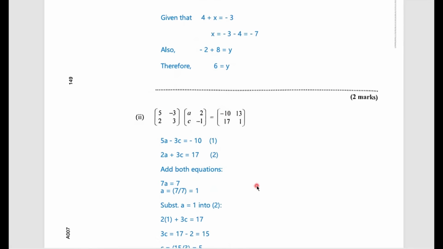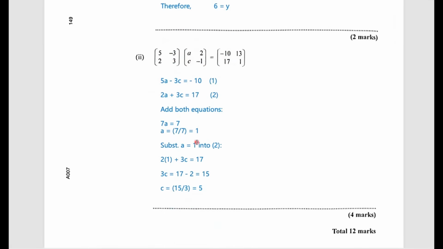That was easy. The multiplying, you want to work out A and C. So what I did was I multiplied the first row by the first column. So 5 by A is 5A, -3 by C is minus 3C, equal to -10. That's equation 1. And then I used the bottom row by the first column. So 2 by A add 3C will give me 17. And all we do is add both equations.